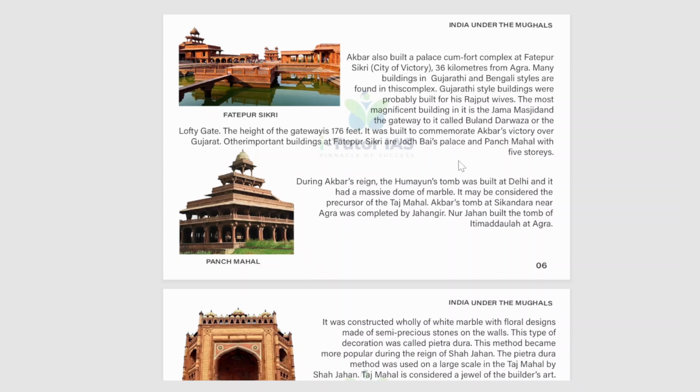or the lofty gate. The height of the gateway is 176 feet, and it was built to commemorate Akbar's victory over Gujarat. Other important buildings at Fatehpur Sikri are Jodha Bai's palace and the Panch Mahal with 5 stories. So this is the Panch Mahal. There are 5 stories: one, two, three, four, five.